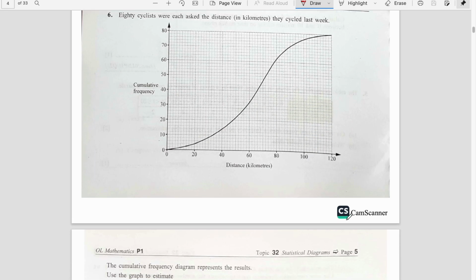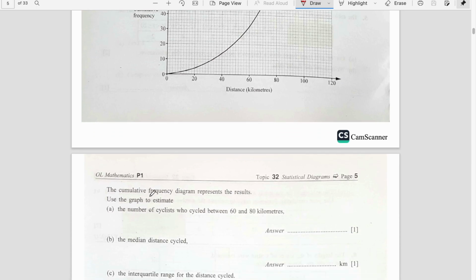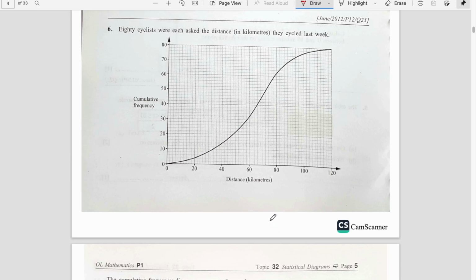Okay, cumulative frequency. 8 cyclists were each asked the distance in kilometers they cycled last week. So this is the chart. Let's see what the questions are. The cumulative frequency diagram represents the results. Using the graph, estimate the number of cyclists who cycled between 60 and 80 kilometers. Be very careful with the horizontal and vertical axis.